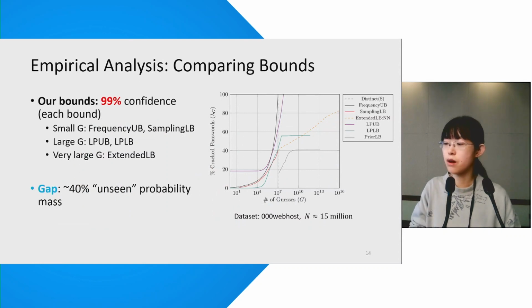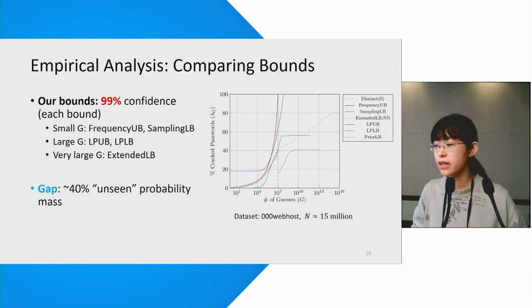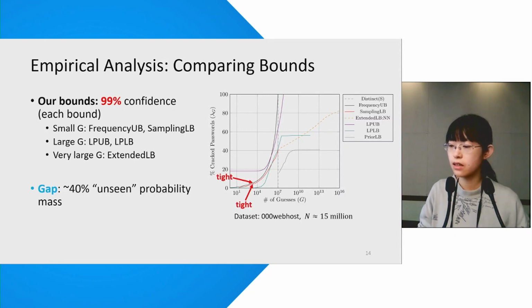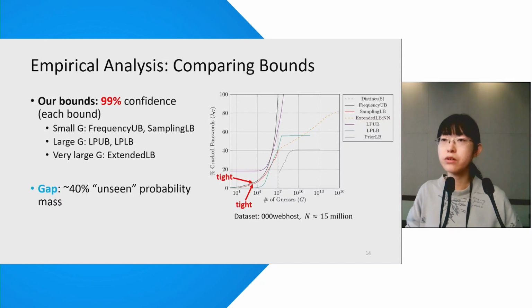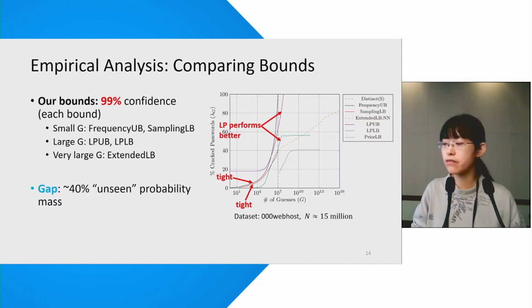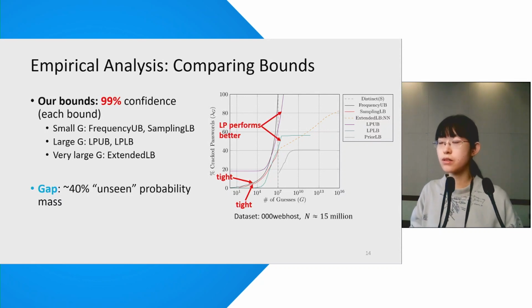Here is an example of our bounds generated using the 000webhost dataset. We guarantee that each bound holds with at least 99% confidence. We can observe that this frequency upper bound and sampling lower bound are very tight when the guessing number G is not very large. Then, as the two bounds diverge, the linear programming approach provides the tighter bounds.